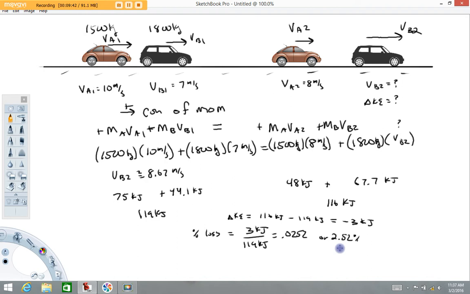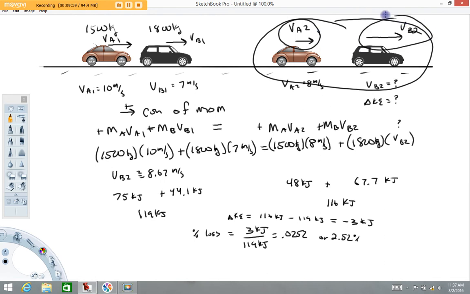So let me go over this again. Analyzing impacts. The first thing you do is draw a picture of the system, like a snapshot in time. Draw velocity vectors for each part of the system just before the impact. Next thing you do, draw a picture of what the system looks like after the impact, including velocity vectors, and you have to label them in some way, shape, or form.